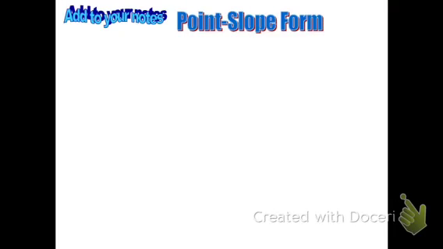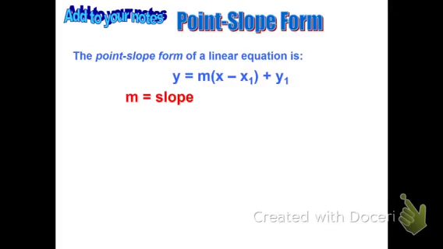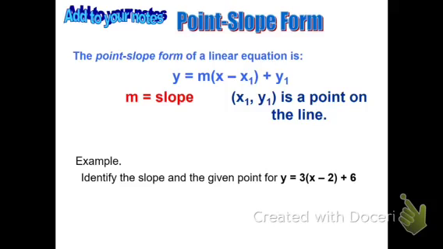In this video, we'll review the point-slope form of a linear equation. The point-slope form of a linear equation is given by y equals m times the quantity x minus x1, plus y1, where m is the slope of the line, and a point that the line passes through is (x1, y1). Let's take a look at an example.